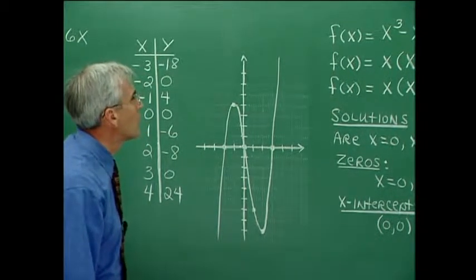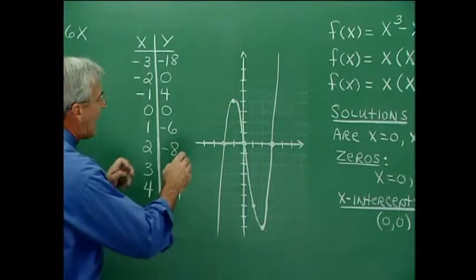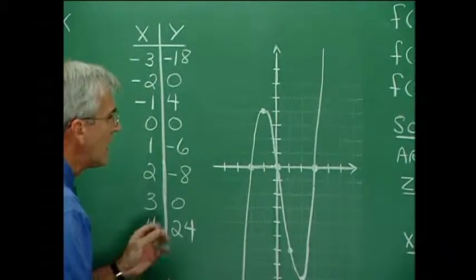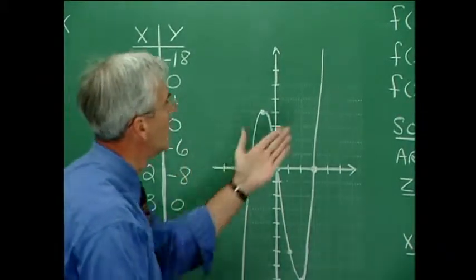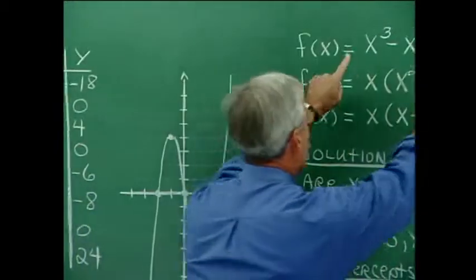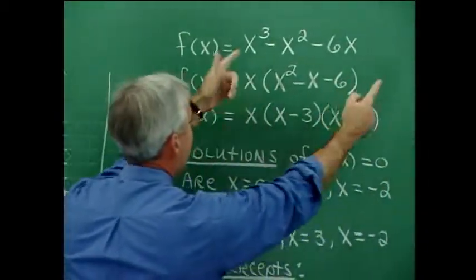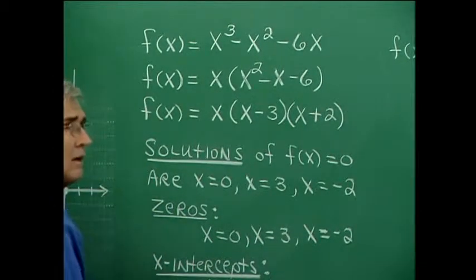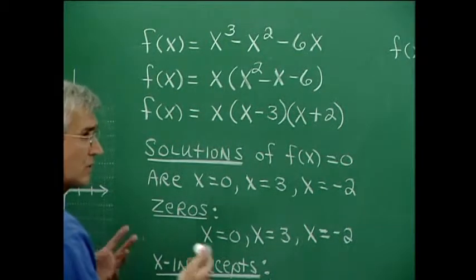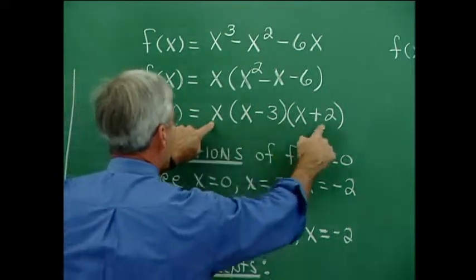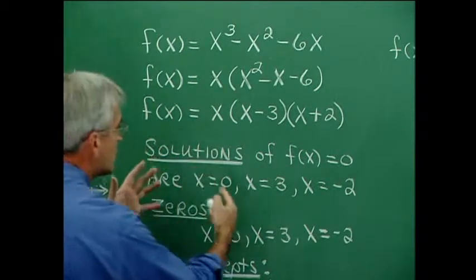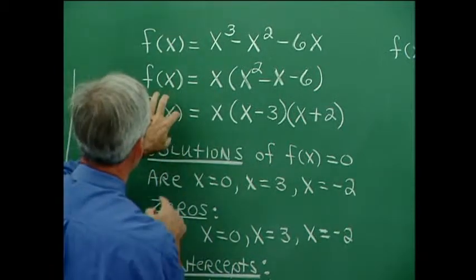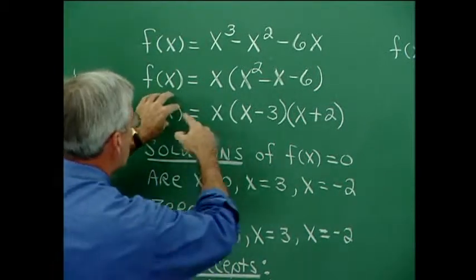Now, we can discover aspects of the graph, namely the intercepts, by factorization. That is, if we had taken our original function, like here, and factored it. I see a common factor of x, and I see a trinomial that I factored: x minus 3 times x plus 2. Then I can identify the x-intercepts very easily. The x-intercepts are the zeros for these factors, and those are solutions of the f of x equals 0 equation. If we replace f of x with 0, 0 equals this.